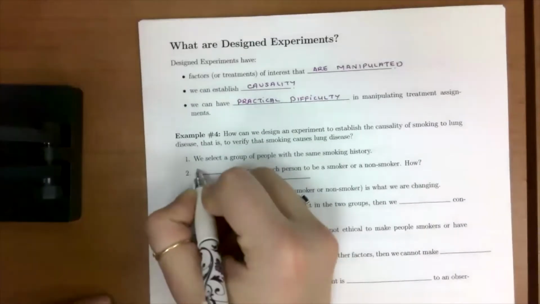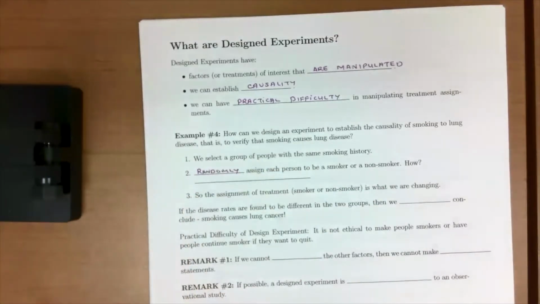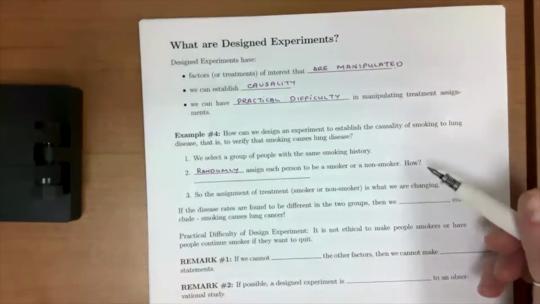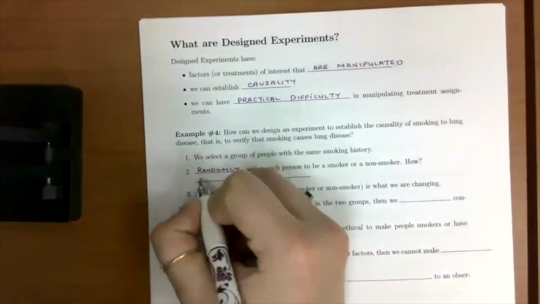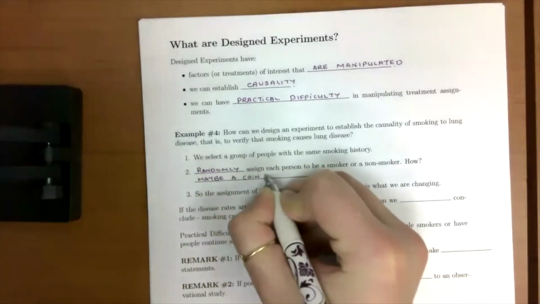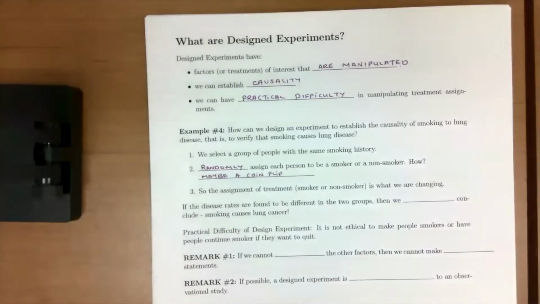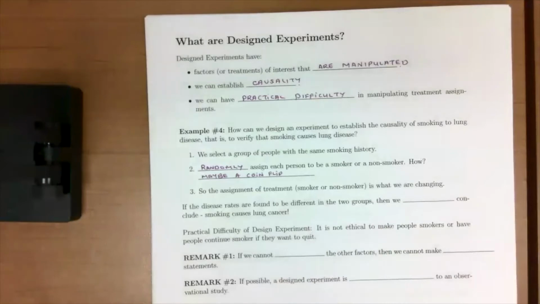Then we're going to randomly assign each person to be a smoker or a non-smoker. How are we going to do this? One way is we could toss a coin and say heads gets you a smoker, tails gets you a non-smoker. We want to do it randomly, maybe through a random number generator or something like that, so there is no subject or experimental bias. Maybe a coin flip type of procedure. Then we assign the treatment of smoker or non-smoker, and that's what we're changing. So each person, are they smoking or not?